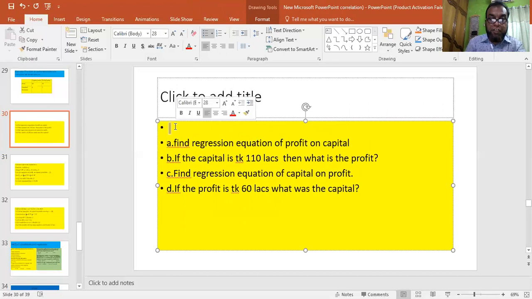Here it may be mentioned that r equal to 0.70, then find the following.